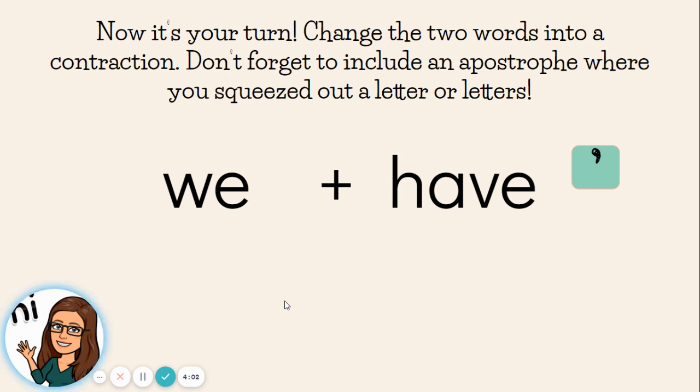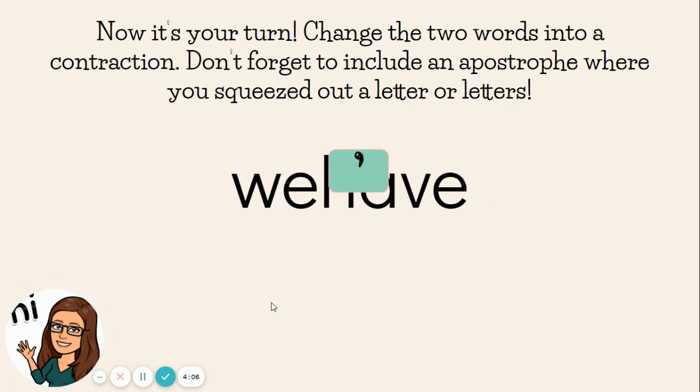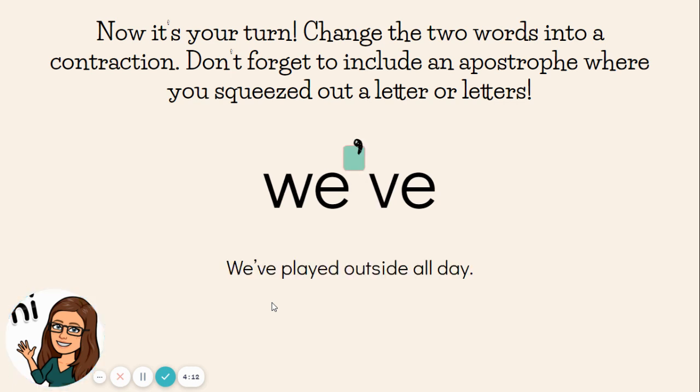Now we have we have. The apostrophe takes the place of H and A. Our contraction is we've. We've played outside all day.